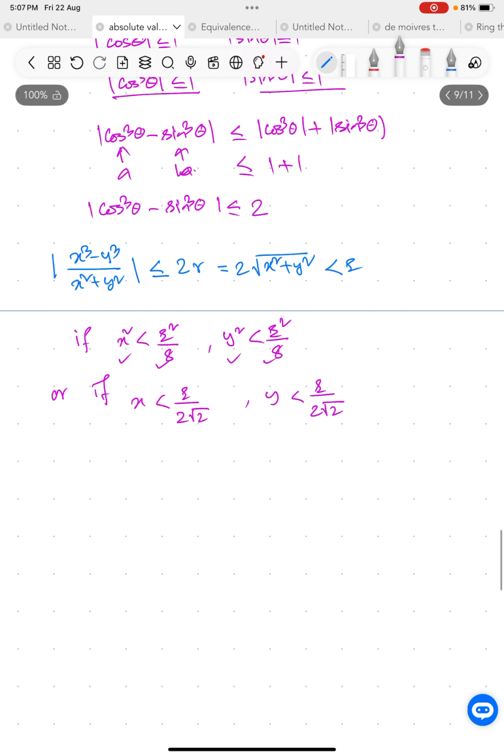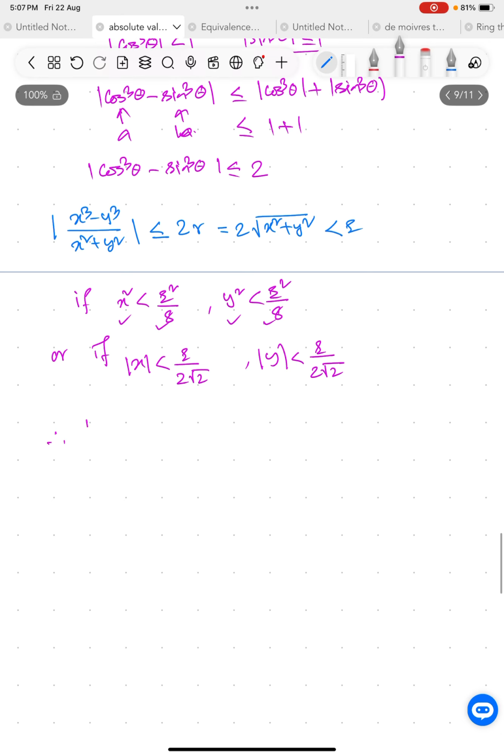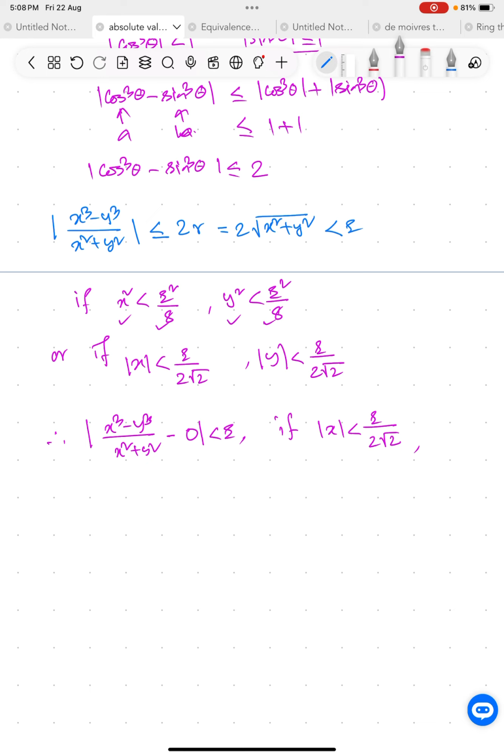So here we can put the modulus, no problem. So now from here what do we get? Therefore, mod of x cube minus y cube divided by x square plus y square minus 0 is less than epsilon if mod of x is less than epsilon by 2 square root of 2 and mod of y is less than epsilon by 2 square root of 2, and this is by the epsilon delta definition of continuity.